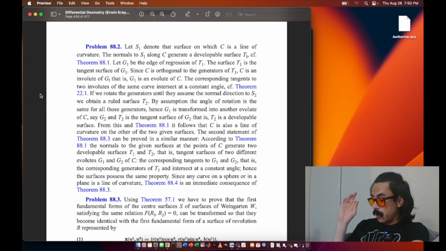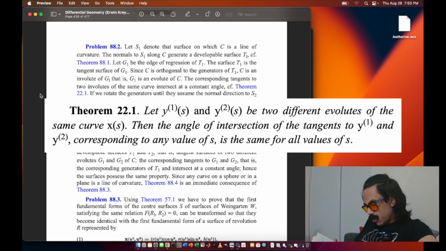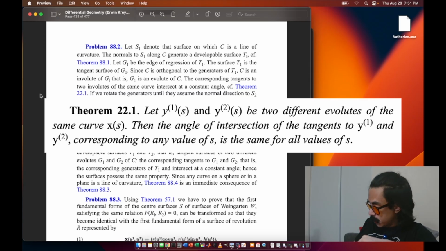The corresponding tangents to two involutes of the same curve intersect at a constant angle. Refer back to theorem 22.1, which, if I'm not mistaken, is just literally stating, let vector y superscript 1 and vector y superscript 2 be two different evolutes of the same curve x of s. Then the angle of intersection of the tangents to y1 and y2 corresponding to any value of s is the same for all values of s.